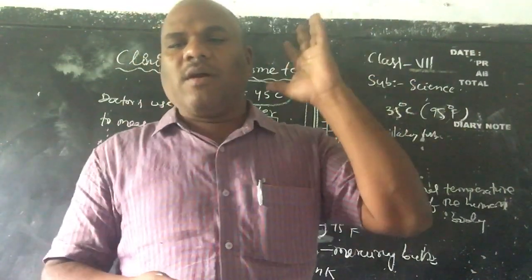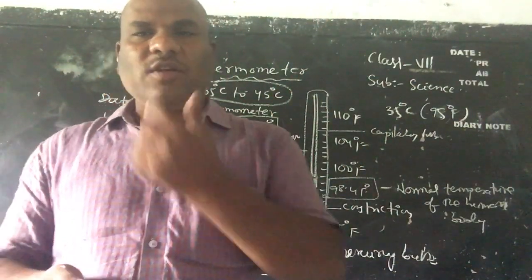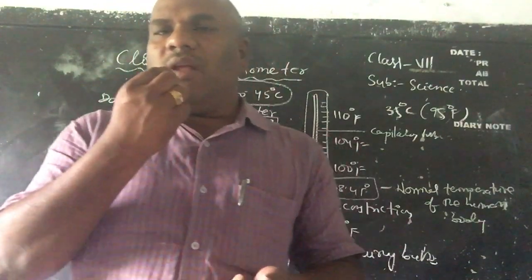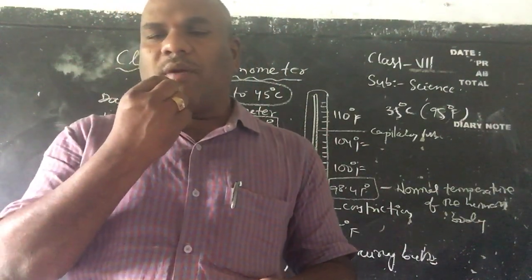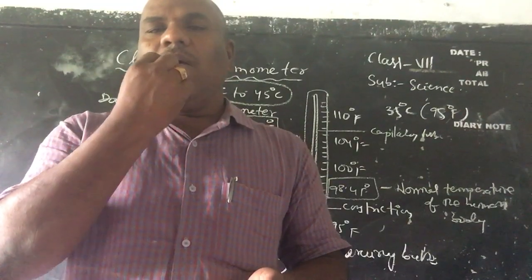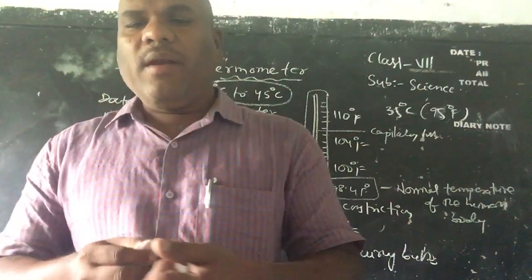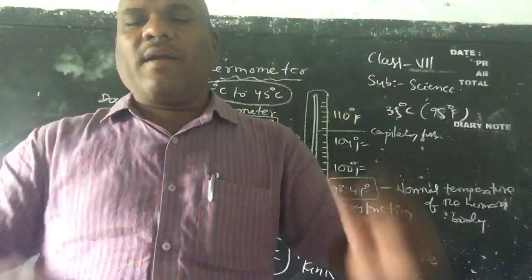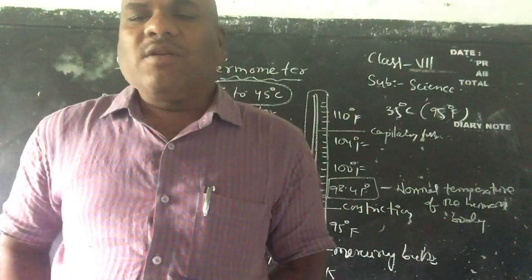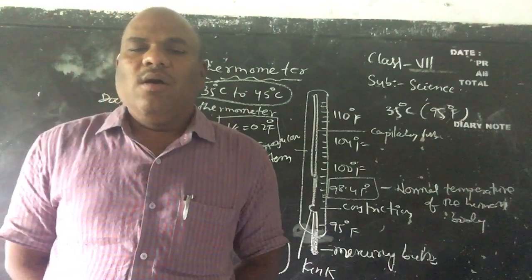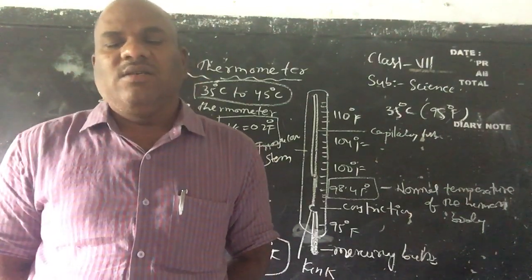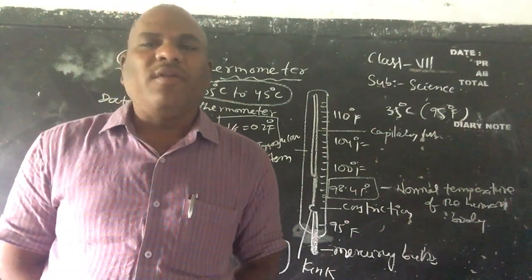Now place the thermometer under your tongue. Here you can keep it, children. The bulb of the thermometer must be kept under your tongue or armpit. Here also you can keep it in the armpit. After 1 minute, take the thermometer out and note the readings. It tells your body temperature.